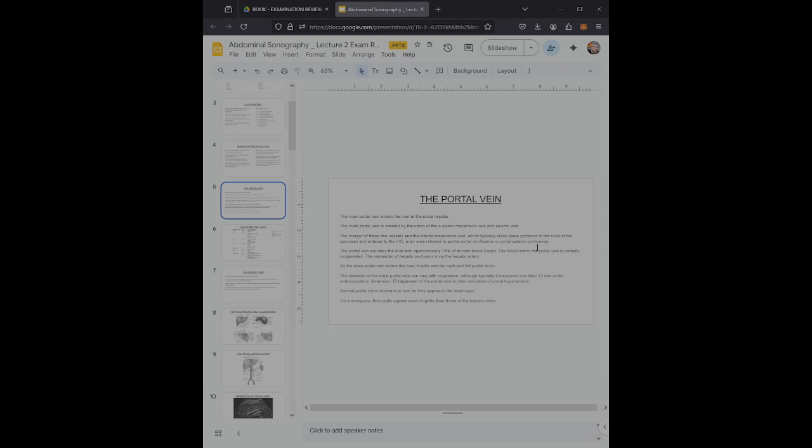As the main portal vein enters the liver, it splits into what we call the right and left portal veins. And so this is very important. At the porta hepatis, the portal vein enters and splits, going once to the right and then again to the left. And the right portal vein is separated into an anterior and posterior division, much like the right lobe, and the left portal vein is separated into a medial and lateral division.